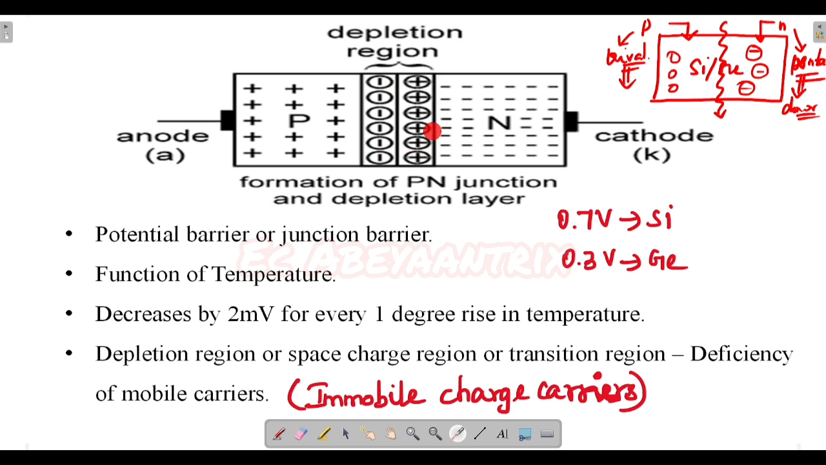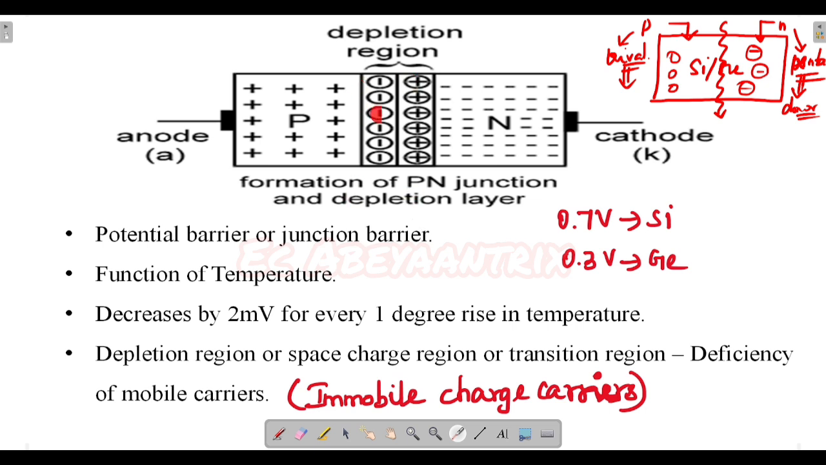This junction is called the potential barrier or junction barrier. It prevents further charge carriers from diffusing across the junction. So that's why a PN junction is formed here. This region is also called the depletion region, space charge region or transition region, because it contains only immobile charge carriers. There will be a deficiency of mobile carriers in this junction, right? Hence it is called the space charge region, depletion region or transition region. Since it contains immobile charge carriers, it doesn't contribute to any conduction at all, because only mobile charge carriers contribute to conduction. Got the point?